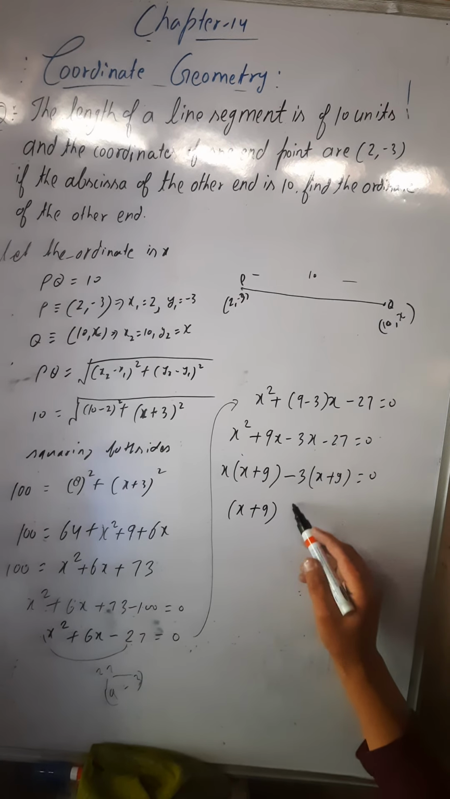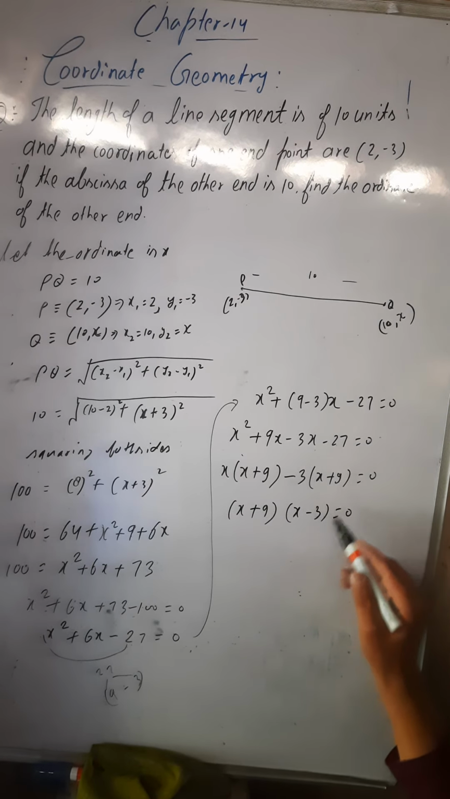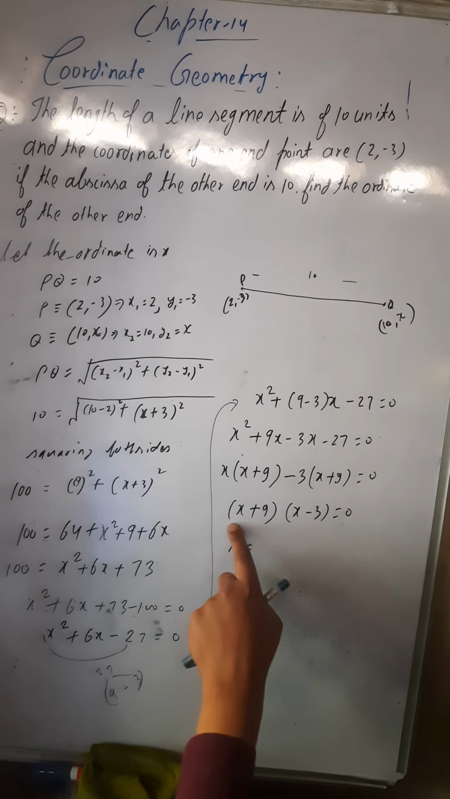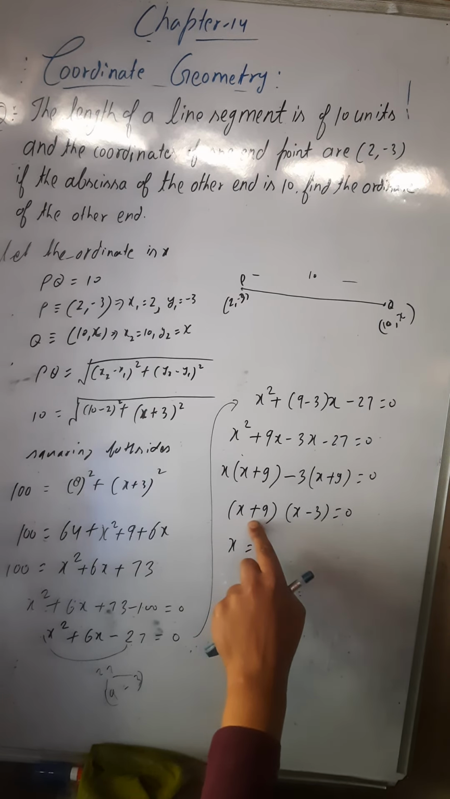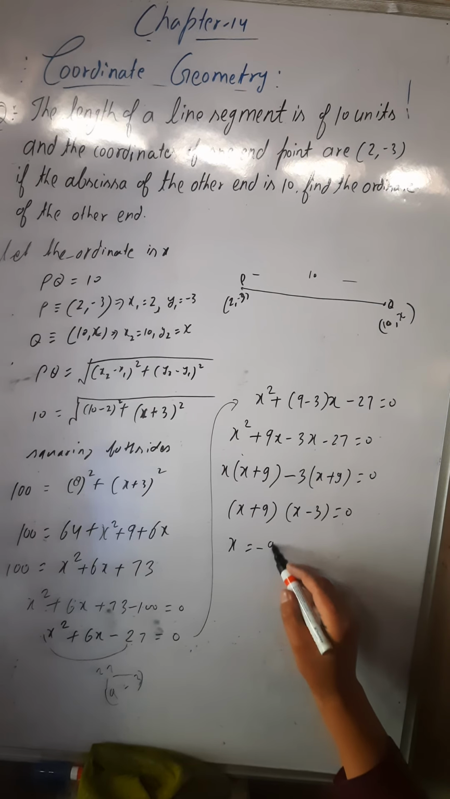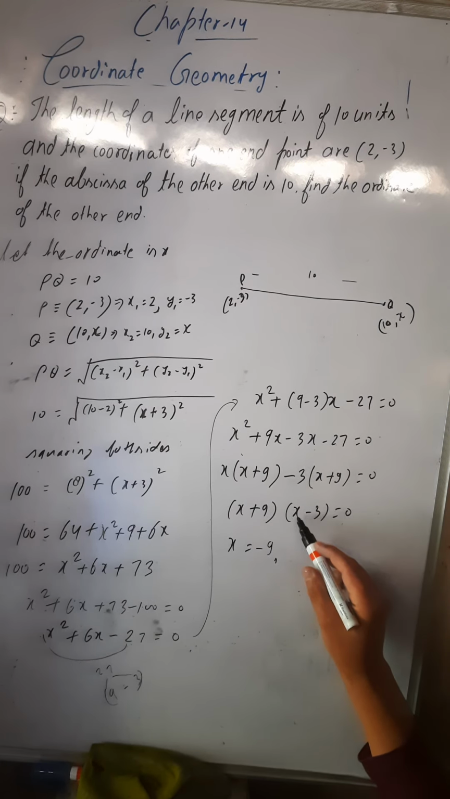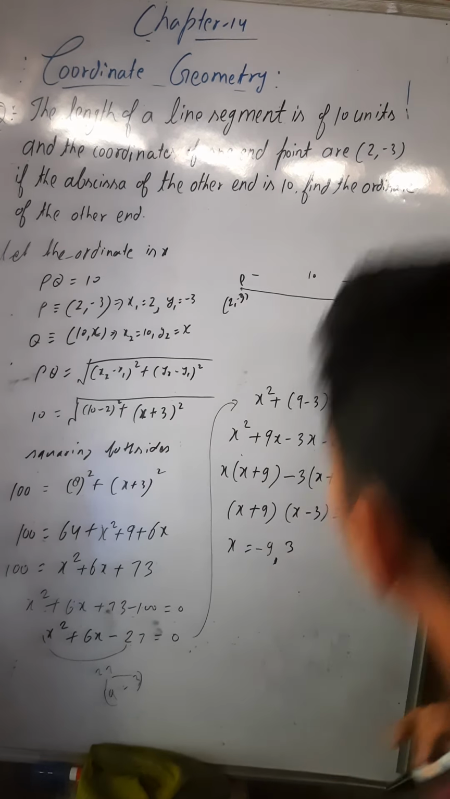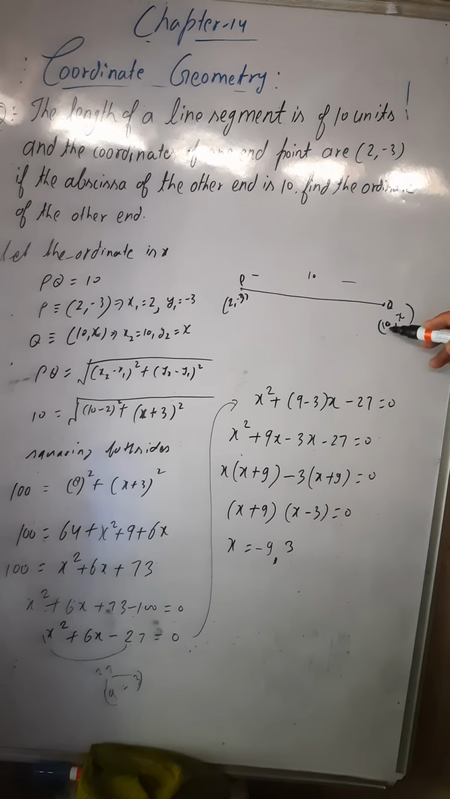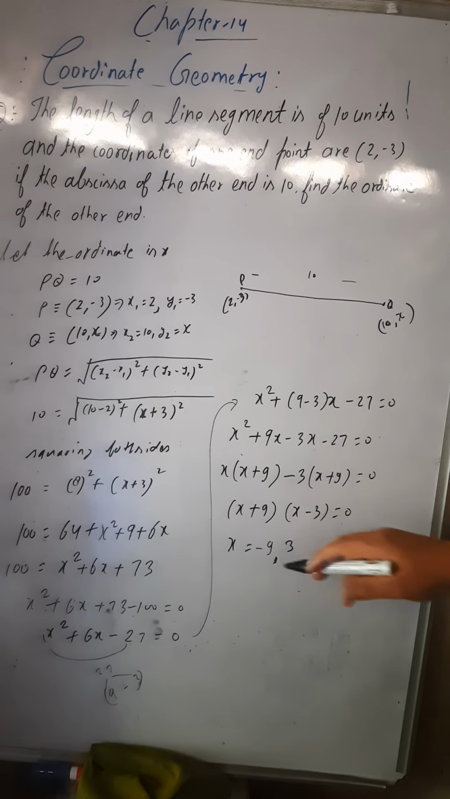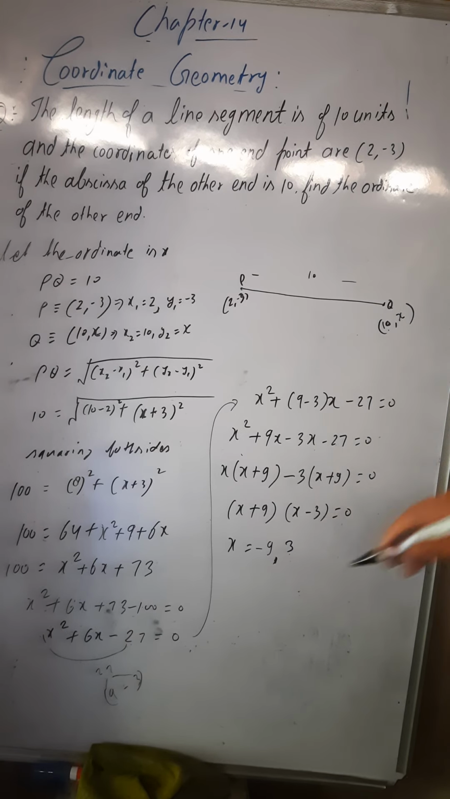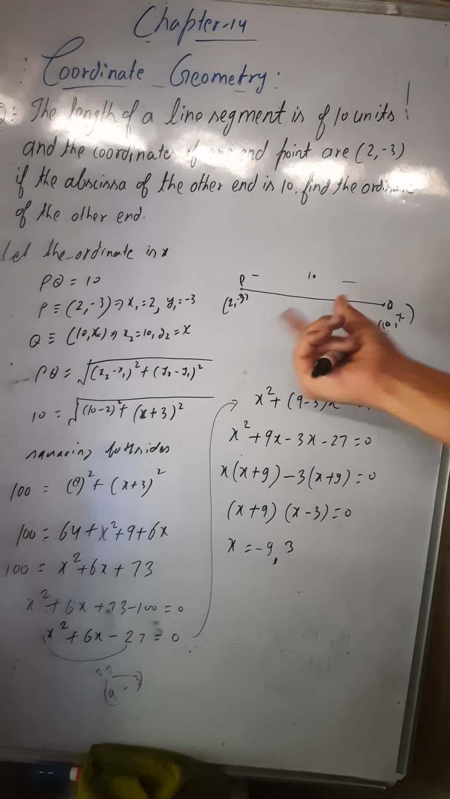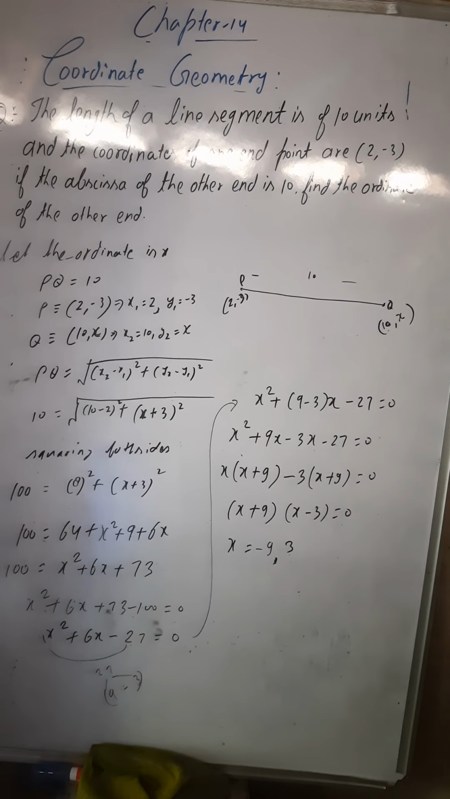So x plus 9 and another one is x minus 3. From here you have two values of x. x plus 9 equals 0, from here the value of x will be minus 9. And from here x minus 3 equals 0, x will be plus 3. So these are the two values of x. So what will be the abscissa? Abscissa has been given here. What would be the ordinate here? Ordinate can be minus 9 also, and ordinate can be 3 also. Means this one point can be 10 comma minus 9 also, and 10 comma 3 also. In both ways you have the same answer, 10 units.